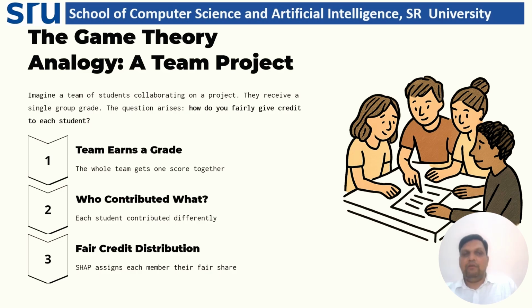The game theory analogy: a team project. Imagine a team of students collaborating on a project. They receive a single group grade. The question arises, how do you fairly give credit to each student? The team earns a grade, the whole team gets one score together. Who contributed what? Each student contributed differently. Fair credit distribution: SHAP assigns each member their fair share.